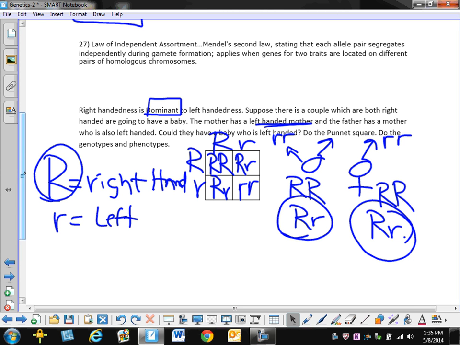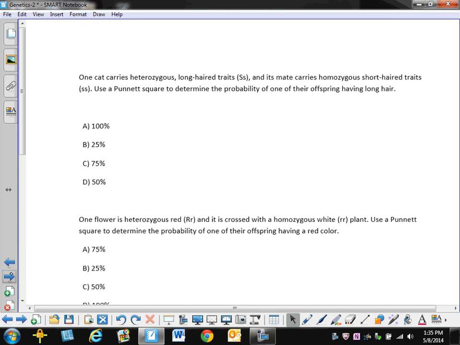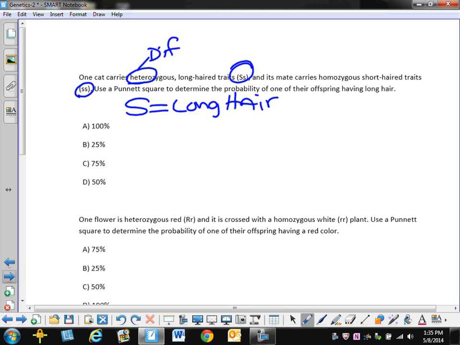All right. We're going to do one more. One cat carries a hetero. Hetero, same or different? Different. One cat carries heterozygous long-haired traits, big S, little s. And its mate carries homozygous short-haired traits, little s, little s. So they're saying big S is long-haired, little s is short-haired.